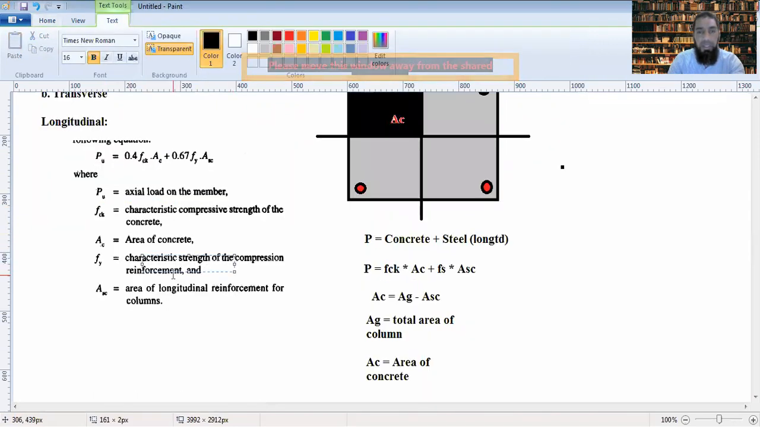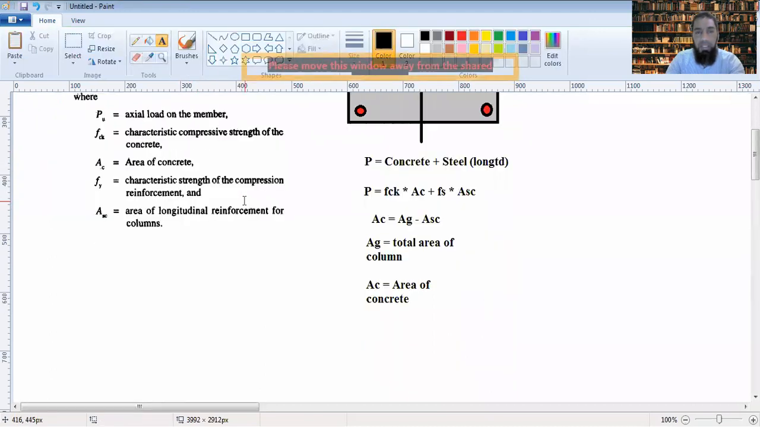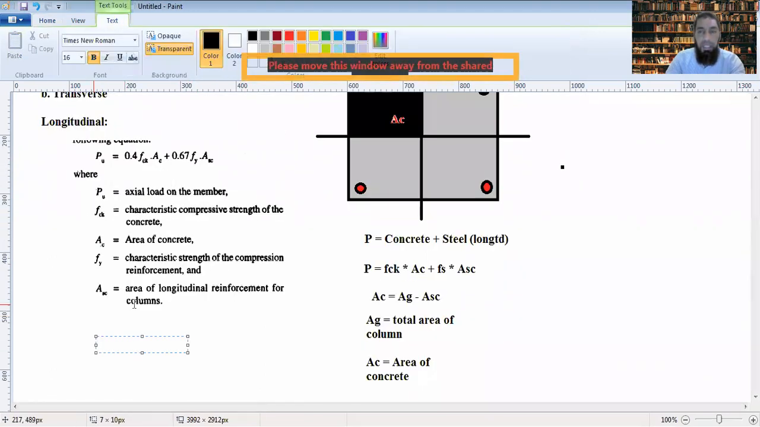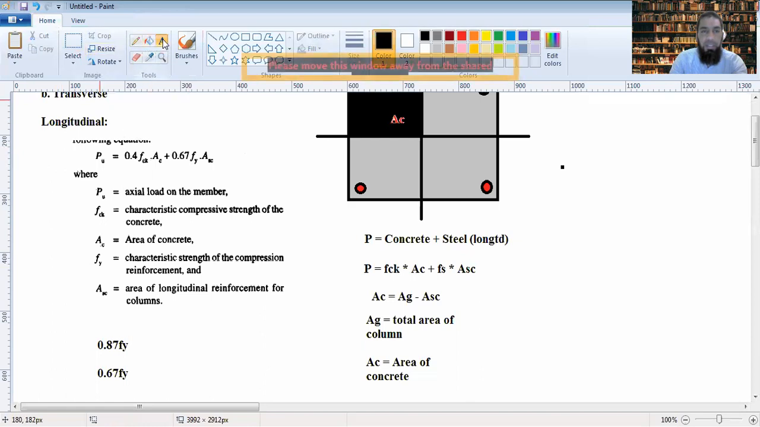Fy is the characteristic strength of the compression reinforcement. Now your Fs is taken as 0.67 times Fy in compression. When you are talking about tension, how much is the design tensile stress? They are 0.87 Fy. But in compression, for steel, it's lesser. It's 0.67 Fy.